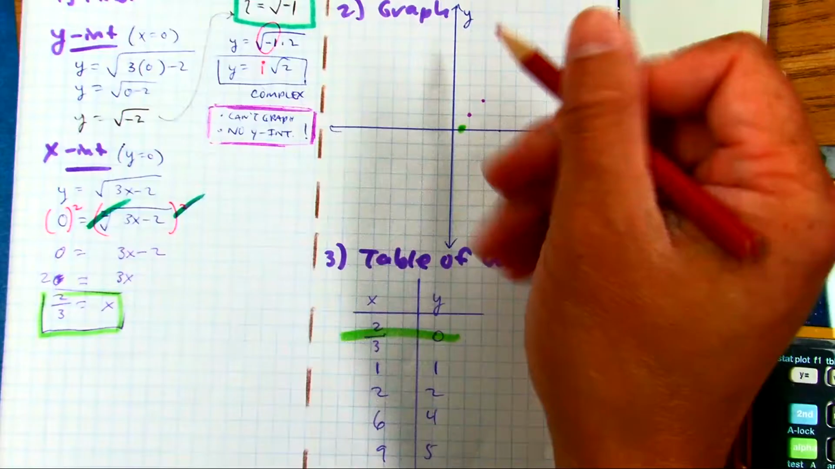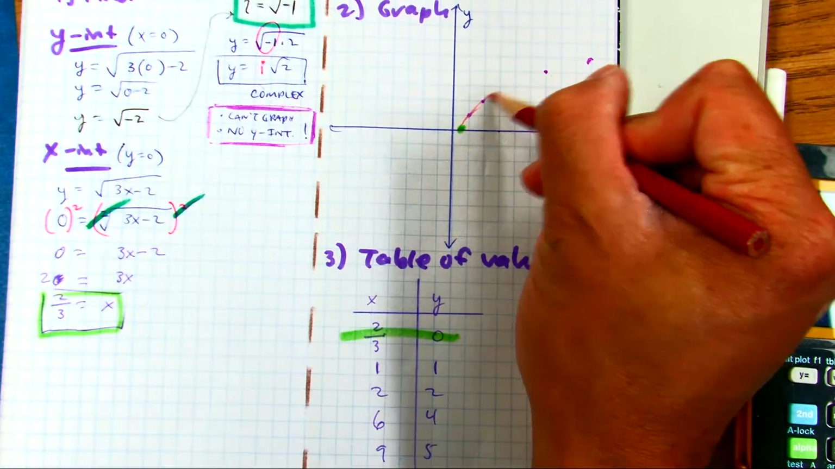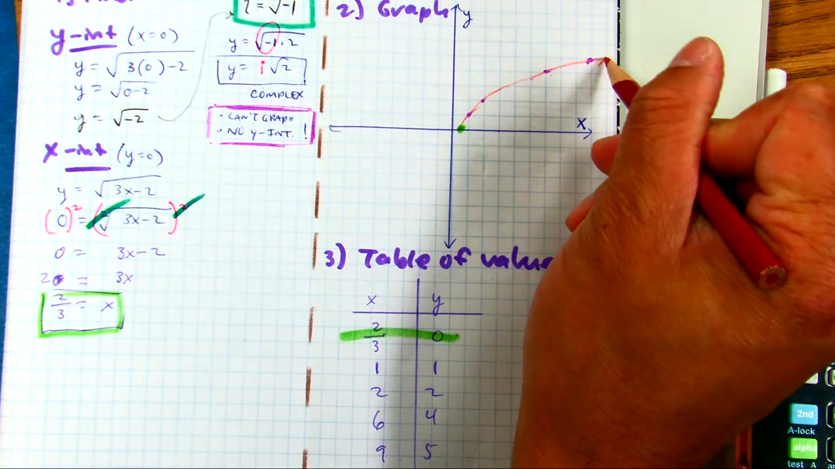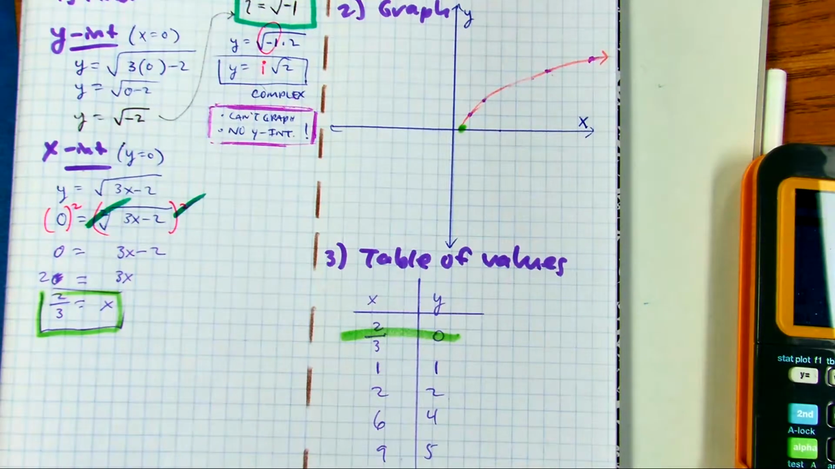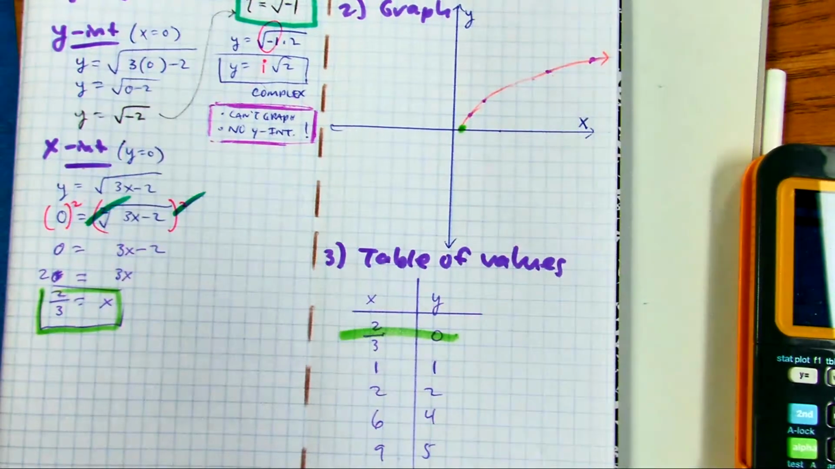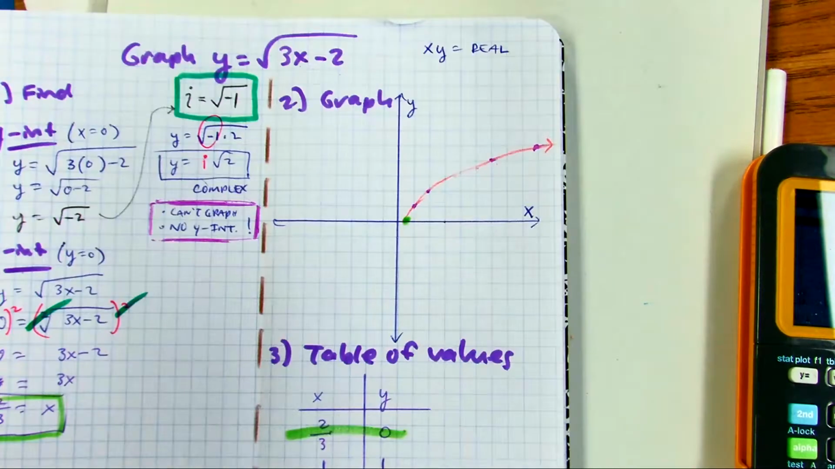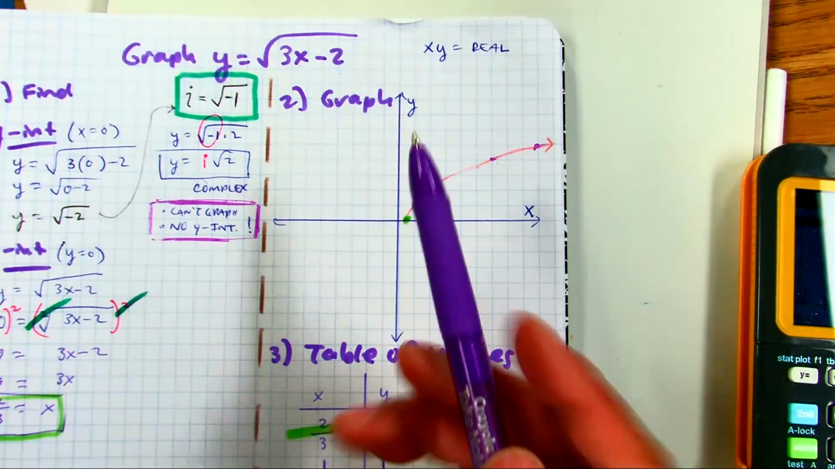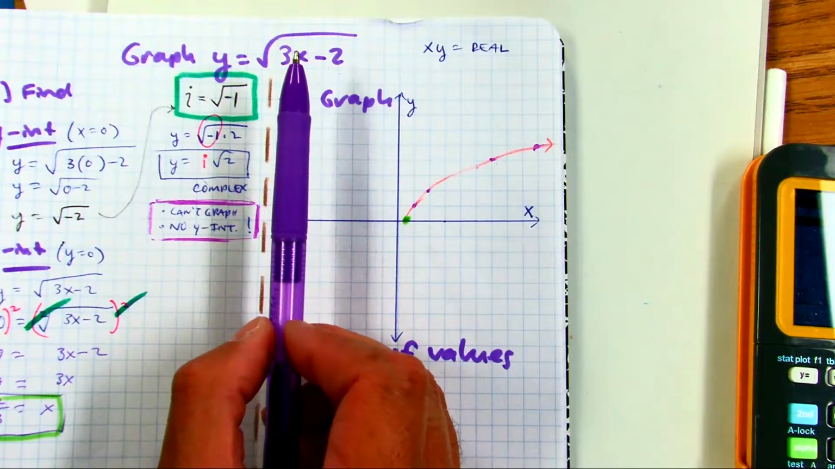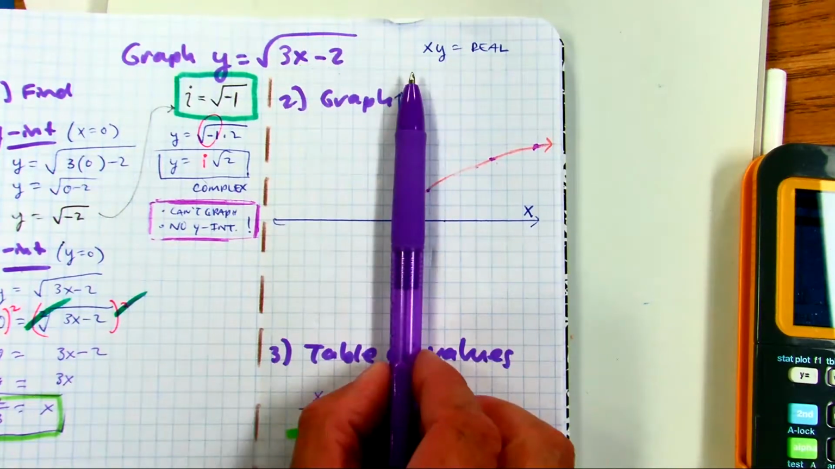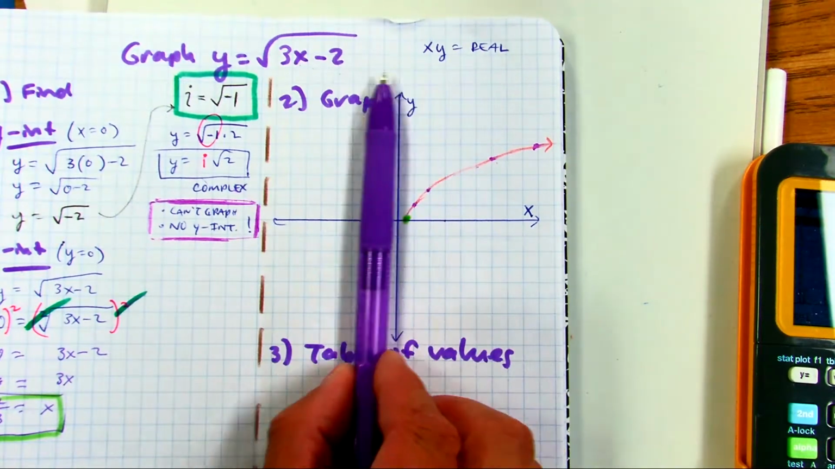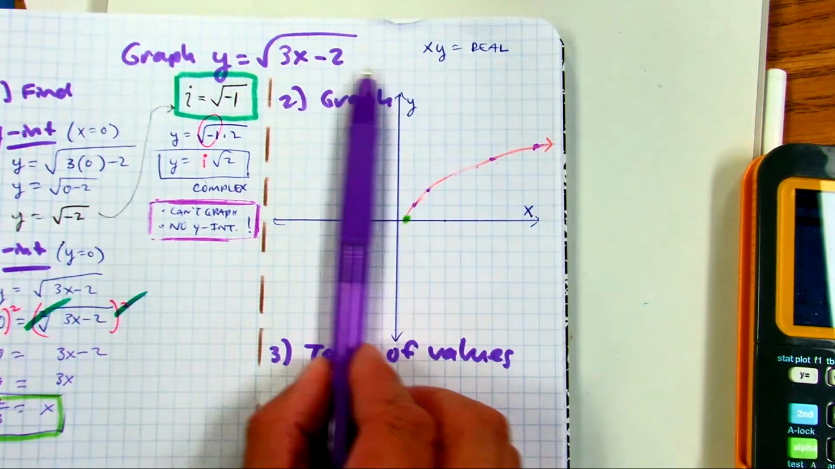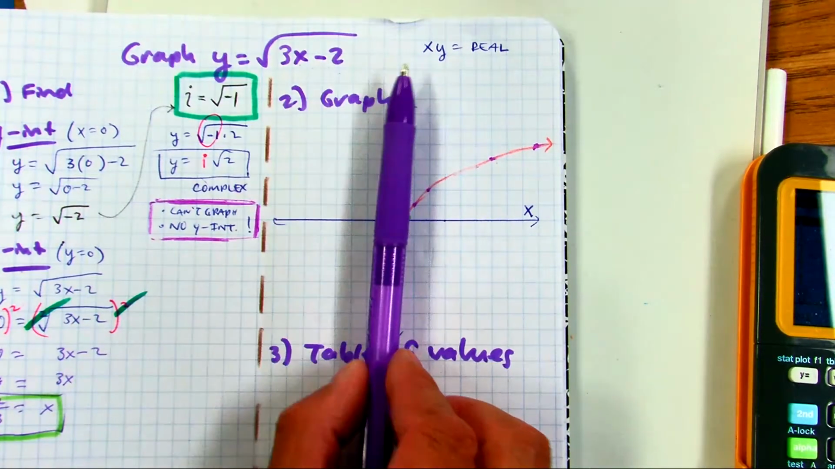Let's think about this. Class, yes or no? Can I pick any numbers to the left here for x values? No. Why? It doesn't exist because you'll get a negative number. It'll be the complex, right? So for example, if you pick -2, 3 times -2 is -6, -6 minus 2 is -8, square root of -8 is an imaginary number. Does that make sense? Do you see why there's no graph?